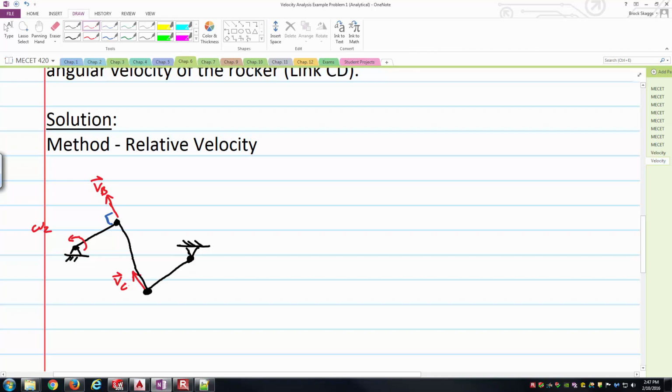Since we're using a relative velocity method of solution, the relative velocity equation that I'm thinking of looks like this. We've got the velocity of C is equal to the velocity of B plus the velocity of C relative to B. This should be good for this situation, specifically I'm looking at applying this to points that are on the coupler. Remember, that's the middle member that's connecting the crank on the left-hand side to the rocker on the right-hand side. At this point I'm thinking of points B and C lying at the ends of the coupler itself.